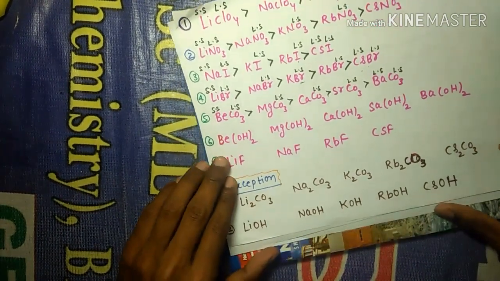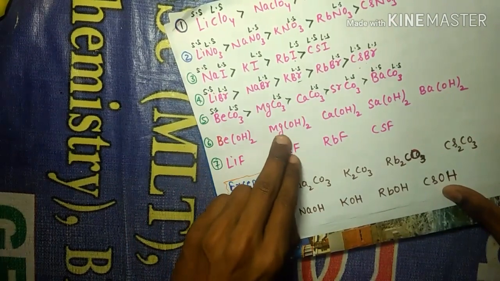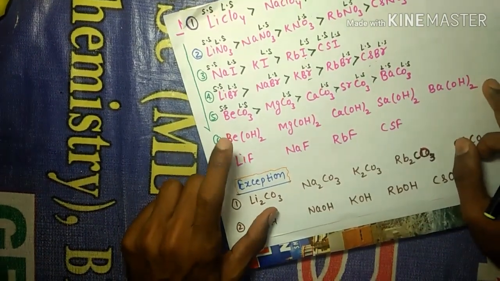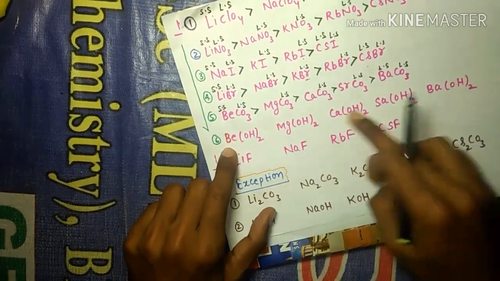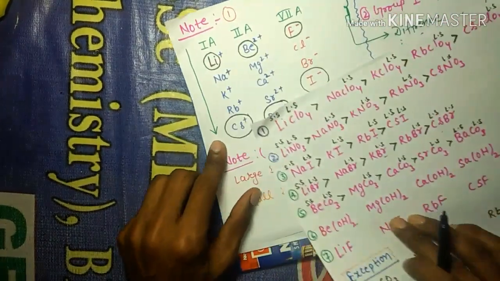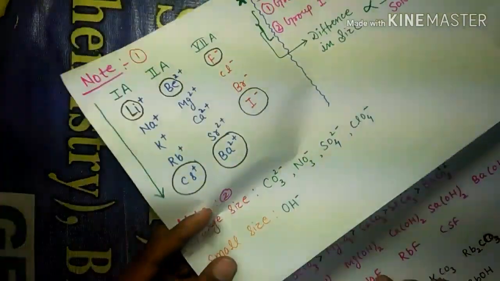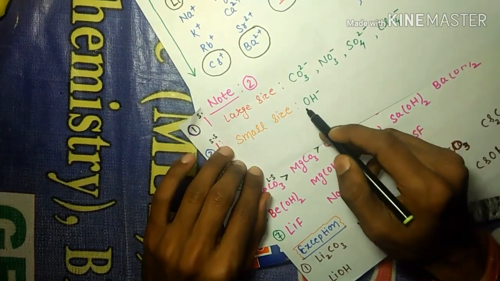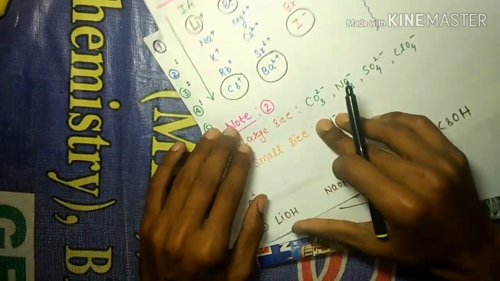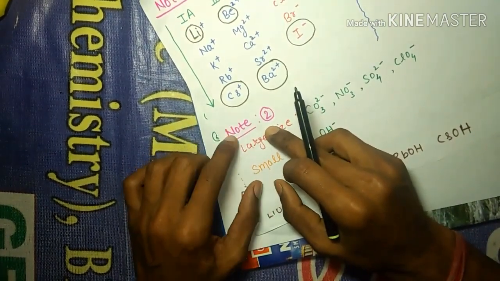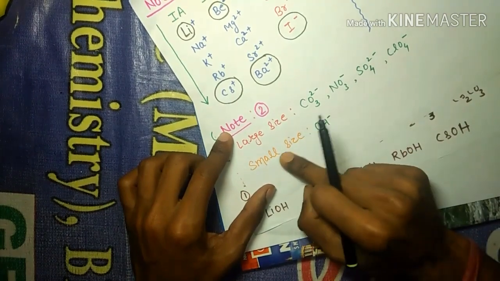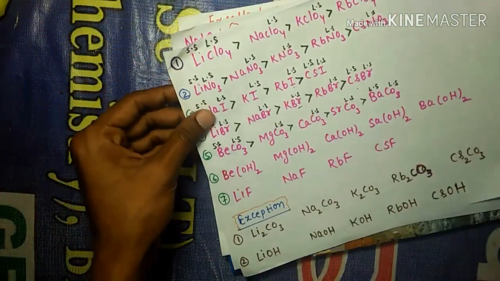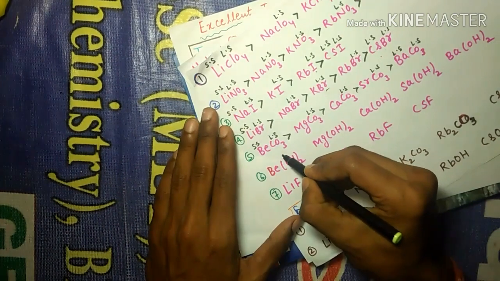Now we talk about the sixth question: Be(OH)2, Mg(OH)2, Ca(OH)2. These are the metallic hydroxides of the second group. We have studied previously that OH- is a small size, and we have to remember this note. That's why we consider OH- a small size here.